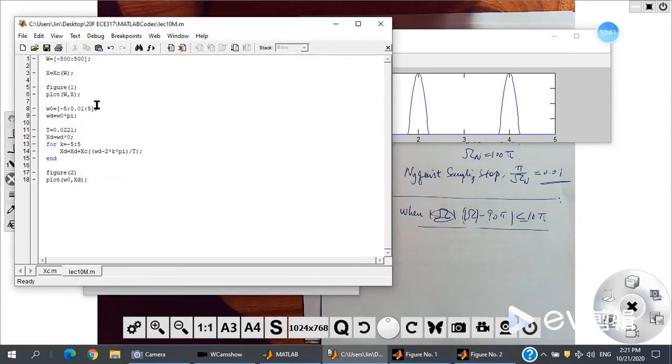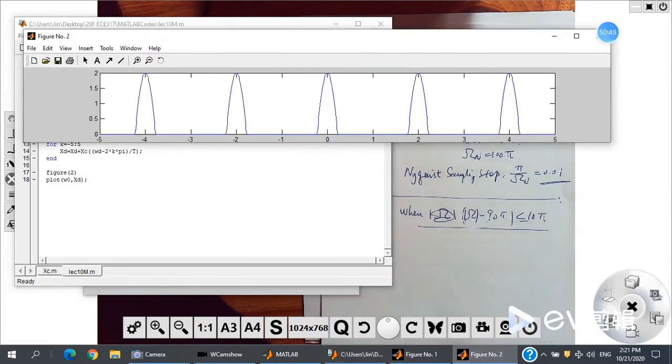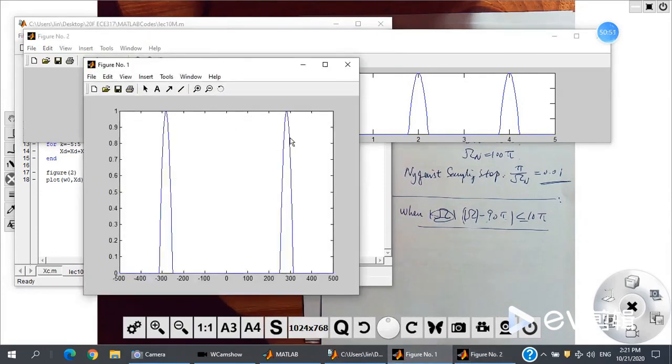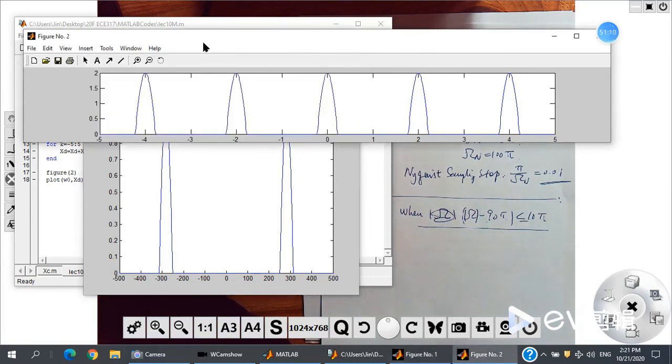But for this case, because this is a bandpass signal, the original signal's frequency bands have some gap between them. So you can try some larger T, larger than the Nyquist sample step, but they can still keep the sampled data without alias.